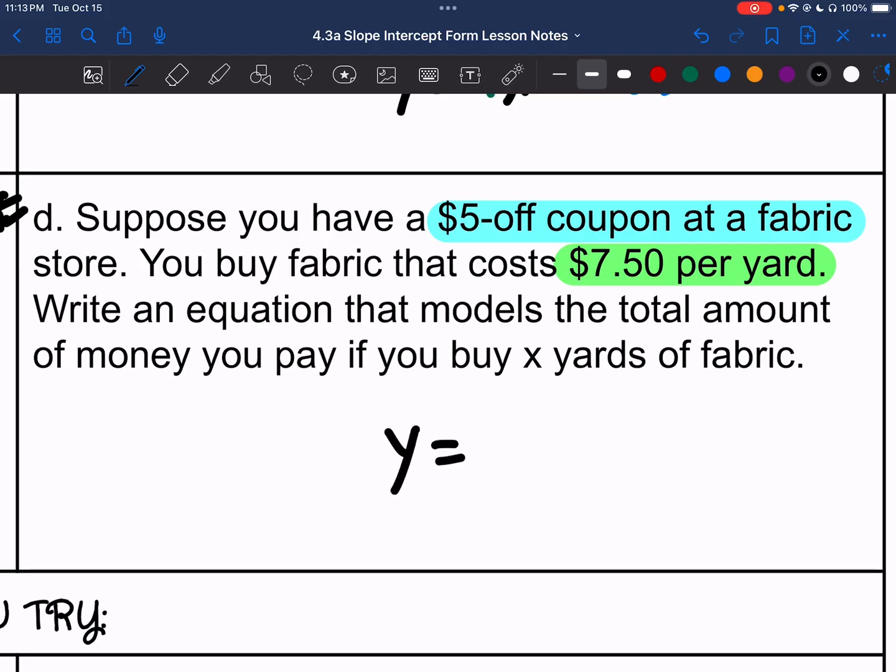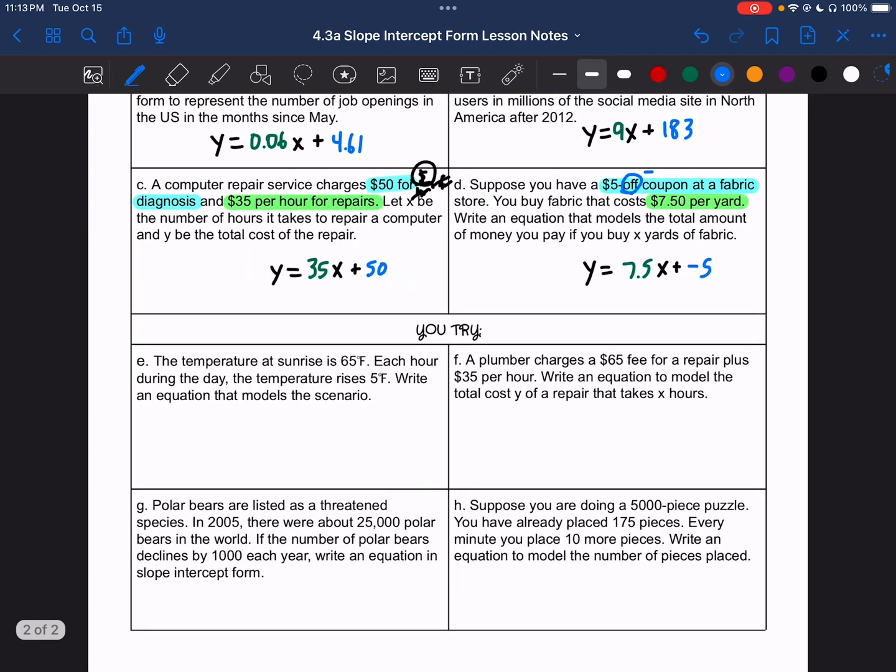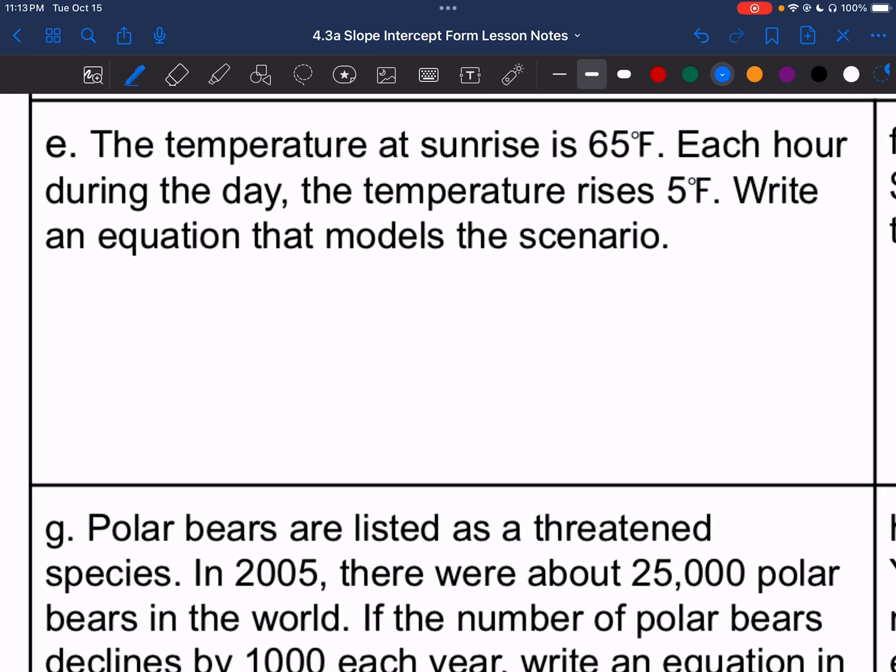So my equation, y is equal to 7.5 times x, and this is going to be plus negative 5 because it's $5 off, so that's negative. All right, there are 4 you-try problems to finish off the lesson that I would like you to do on your own. And go ahead and get started.